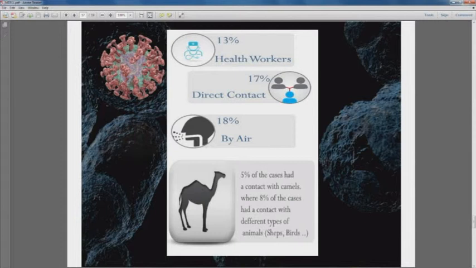From all the statistical data, we find that 13% of the cases were transmitted via health workers. And the virus was transmitted through direct contact in 17% of the cases, whereas by air in 18% of all cases around the world. In Saudi Arabia, it shows that only 5% of the cases had direct contact with camels, whereas 8% of all cases had contact with different types of animals like sheep or birds or dogs.